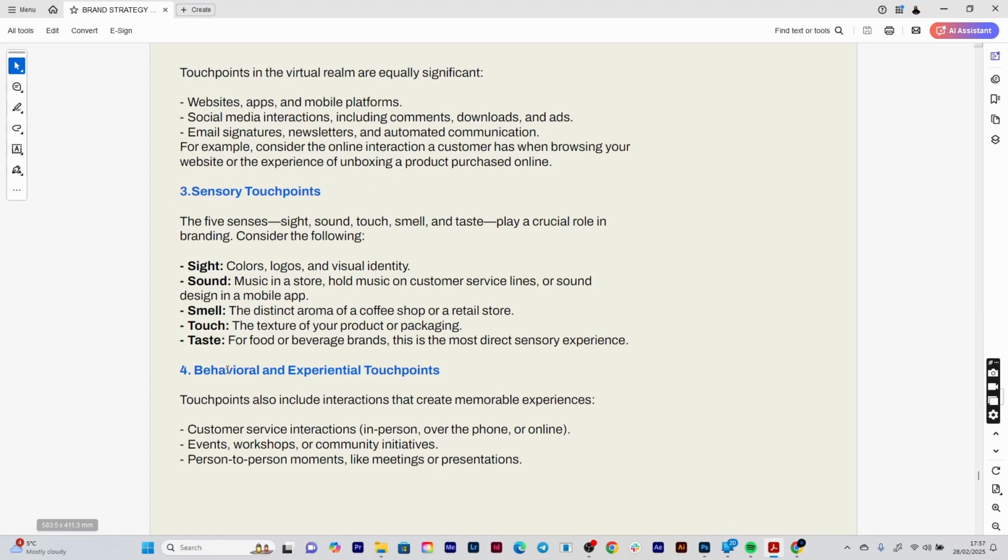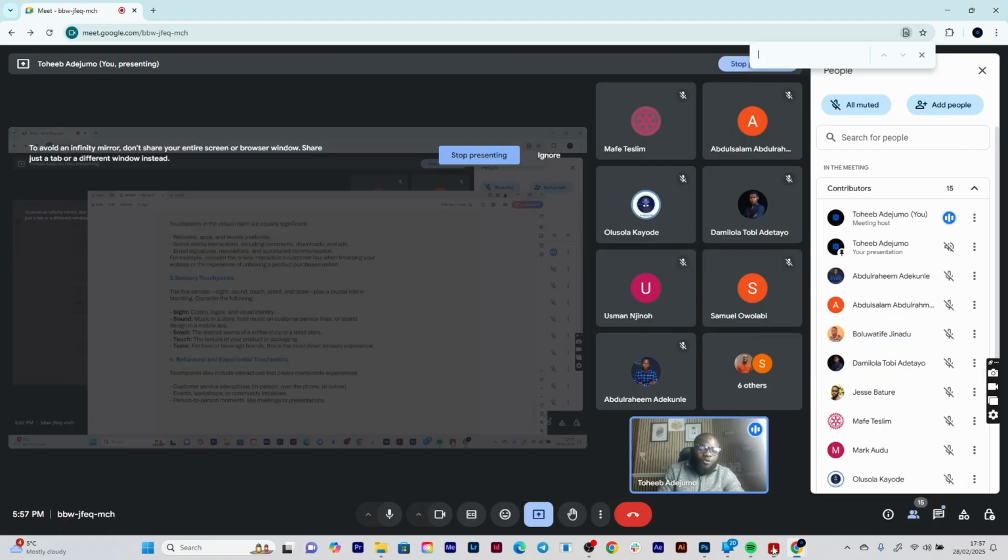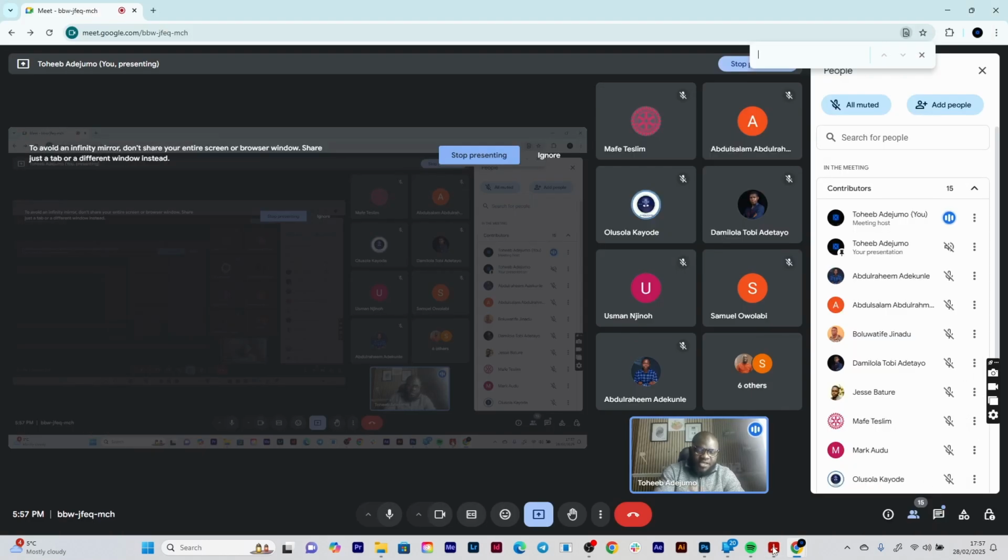So the last one that I mention in this book is behavioral and experiential touch points. So when it comes to this, it has to do with how you interact with your clients. When they come into your DM, how do you welcome them? When they ask about what you are selling, how do you welcome them? When they cannot pay your price, how do you talk to them?